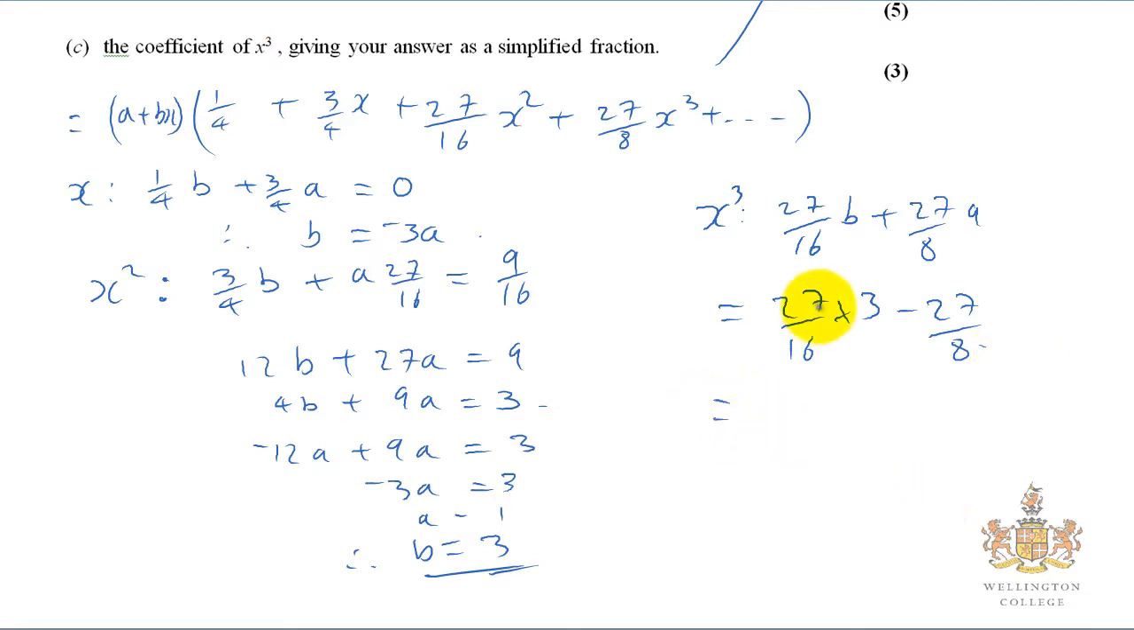Now effectively that's going to be 27 lots, if we turn this into 16s, we're going to times top and bottom by 2, so we've got 2 lots of 27 over 16, and here we've got 3 lots of 27 over 16. So the answer will just be 27 over 16. It's a simple way to get to the answer the quickest, and we can't cancel this down anymore, so that's our final answer.